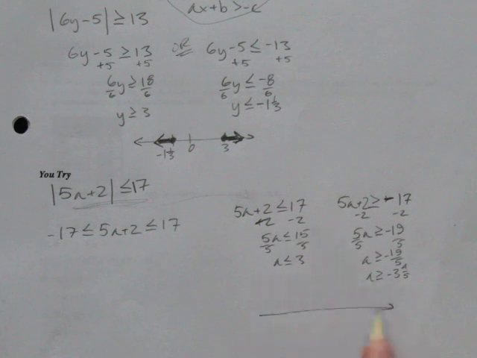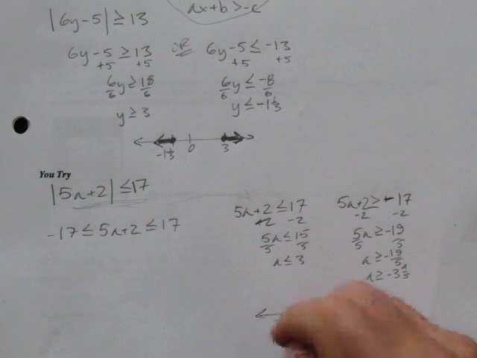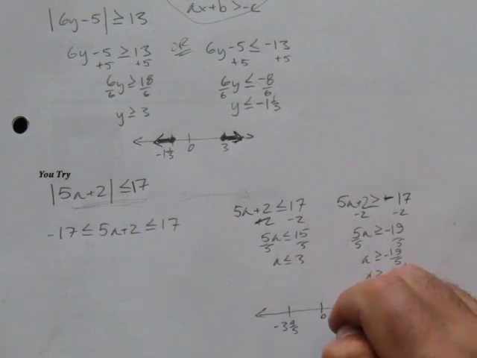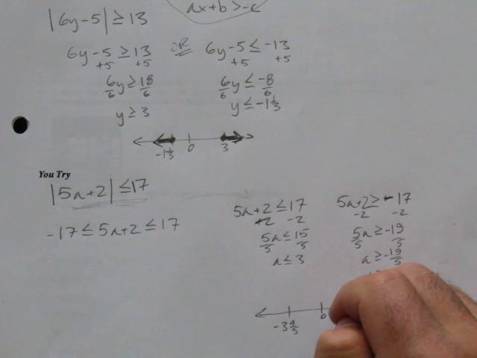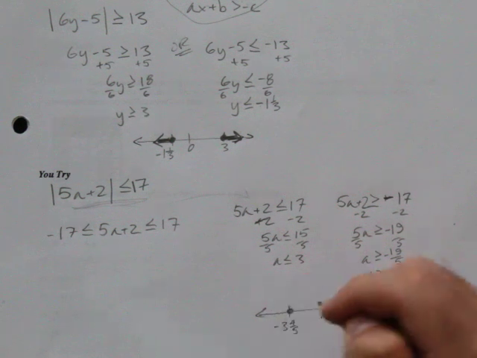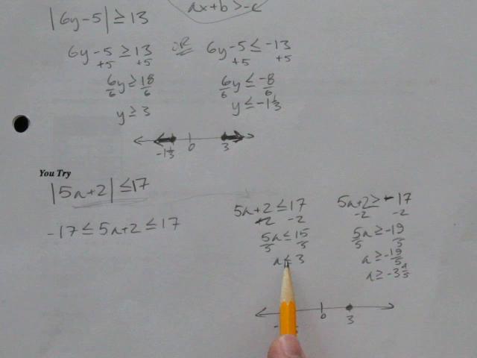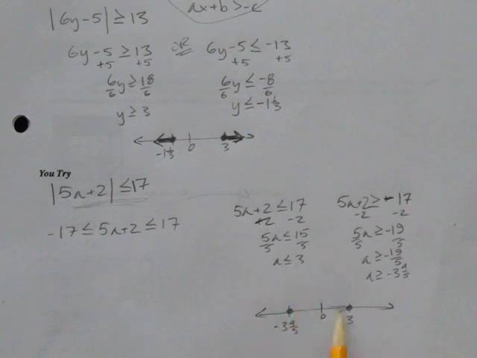Okay, here's my graph. Here's a 0. Here's negative 3 and 4/5, and here is positive 3. Both of them are included, and this is AND, so we're going to shade in the middle, but let's just check and make sure. A is less than or equal to 3, so I'm going to go that way. A is greater than negative 3 and 4/5, so yes, I am right. This is an AND statement.